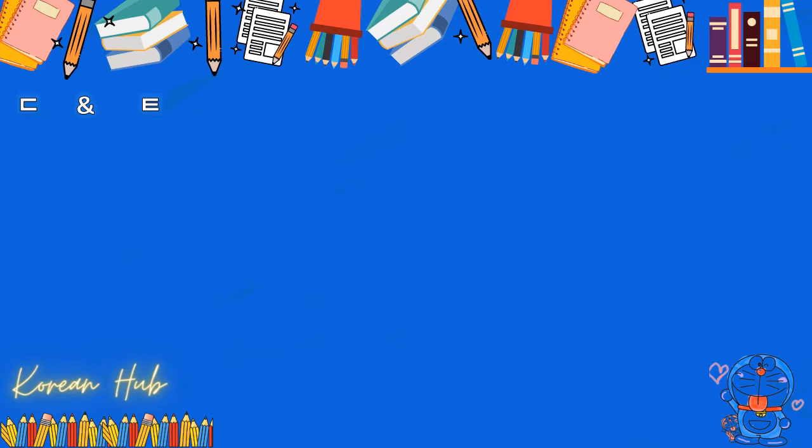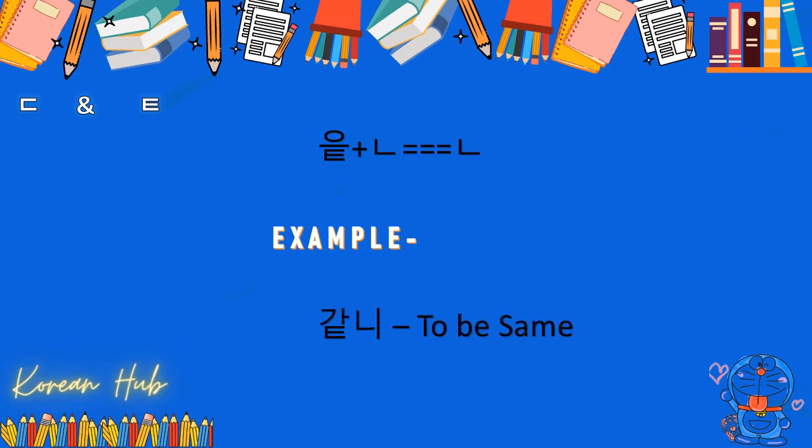When T-good consonant from the last place of the first character combines with Niyun consonant from the first place of the next character, then the combination produces new sound. For example, 단니.